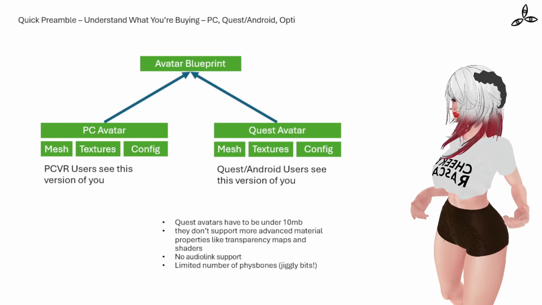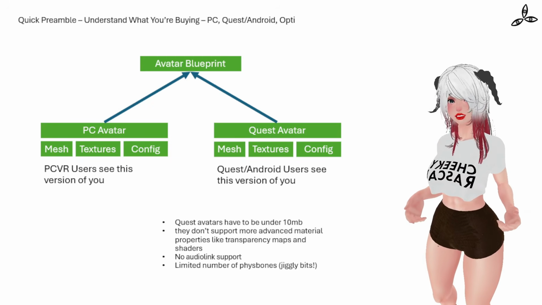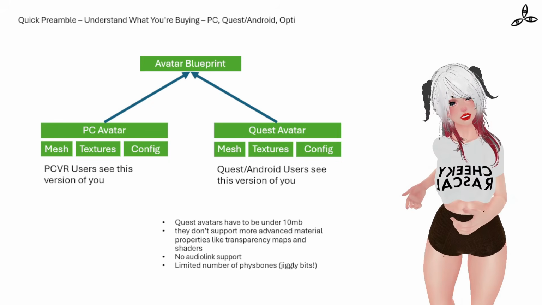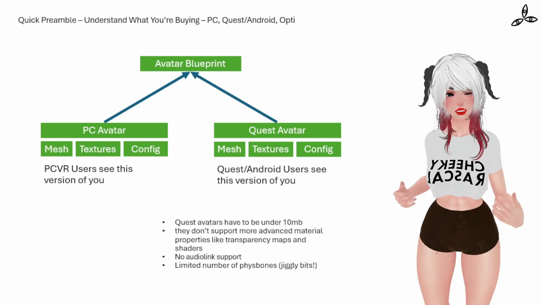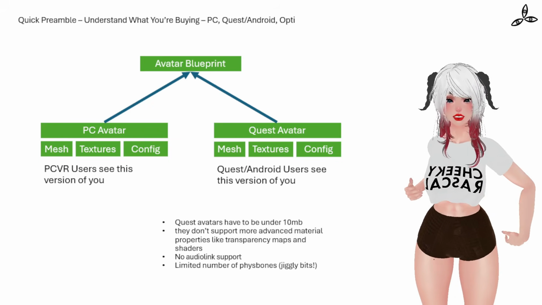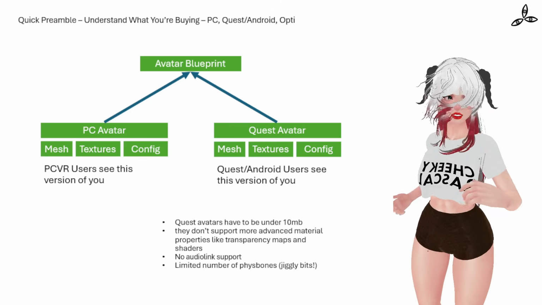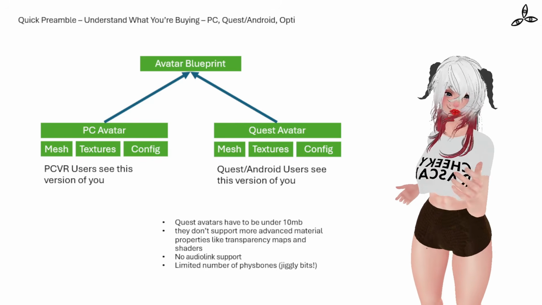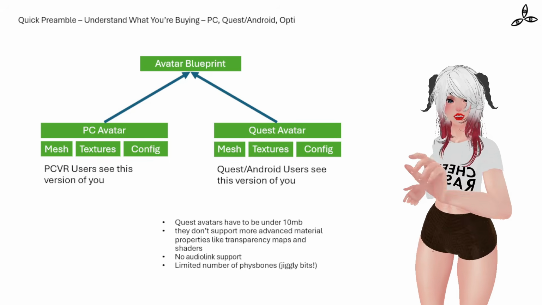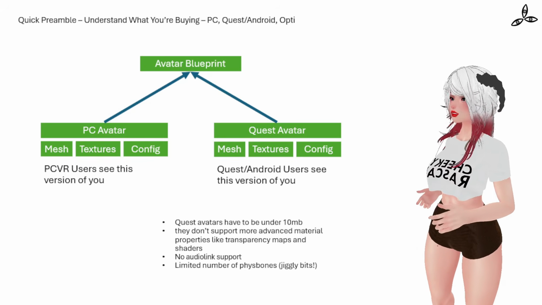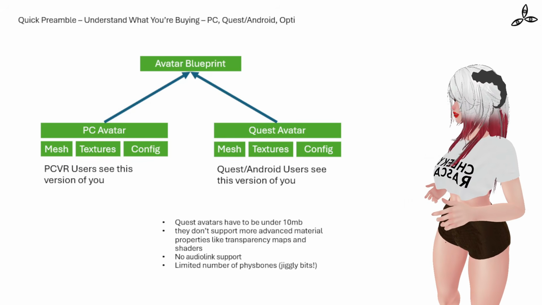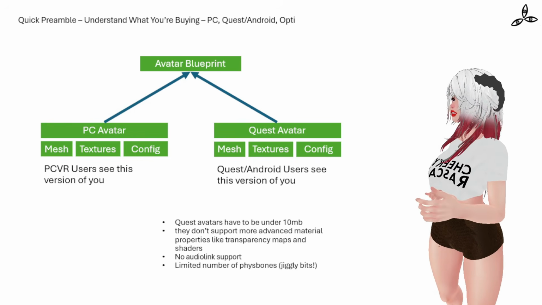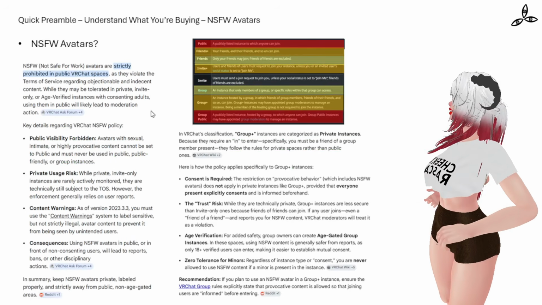But also a limited number of fizz bones on the Quest ones. I can't remember the exact number. I think it's 8. You can only have 8 fizz bones. So you'll notice, obviously fizz bones make your bits jiggle and also your hair swoosh. And you can have a lot on the PC ones, but on the Quest one, only 8. So you'll notice a significant reduction on Quest avatars. But those are just a limit to the system, so you have to abide by them.